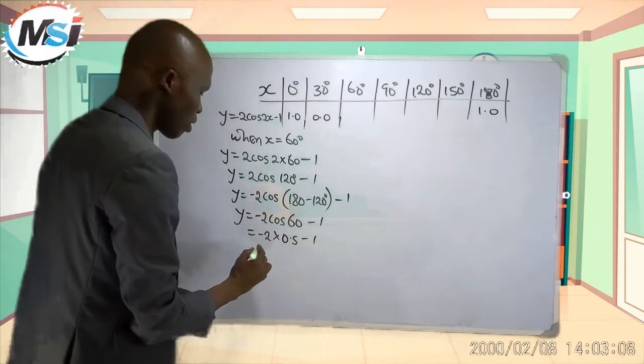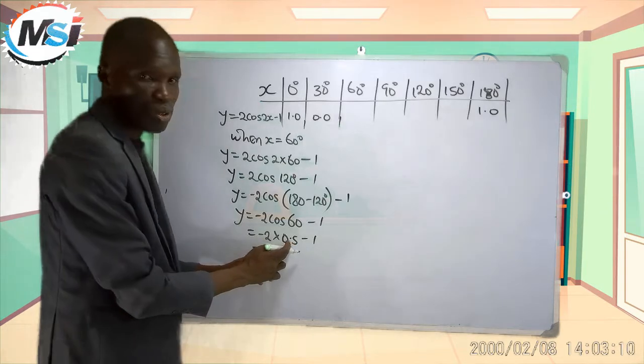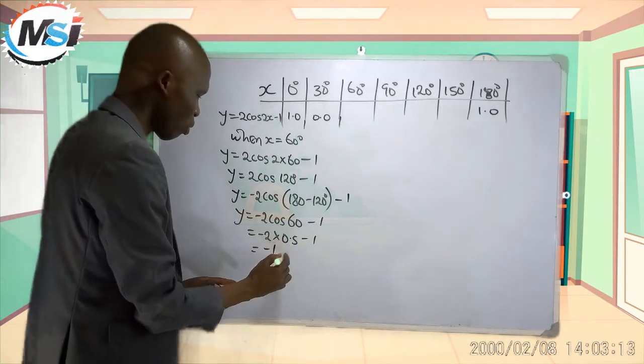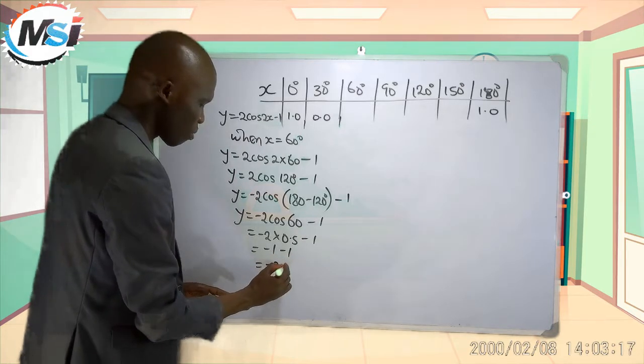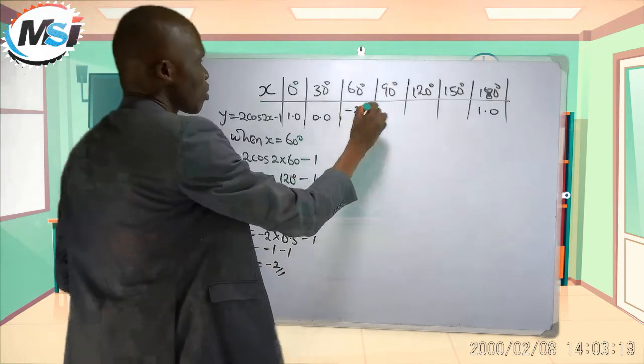0.5 minus 1. So if you multiply this, you are going to have minus 1 minus 1. Minus 1 minus 1 will give us minus 2. So we are going to have minus 2 here.